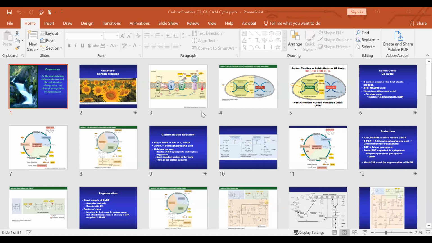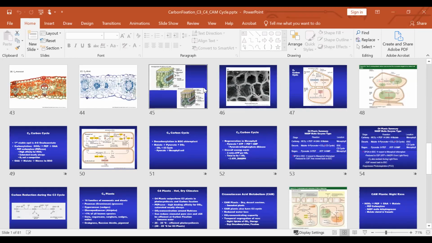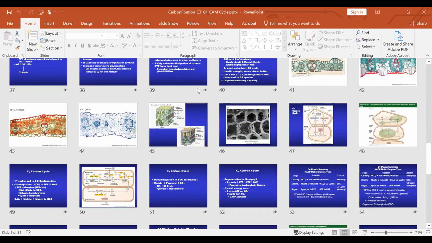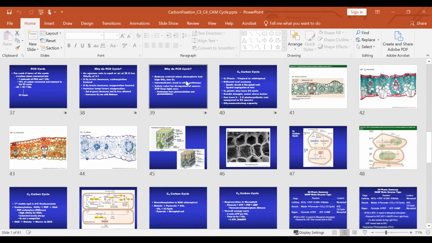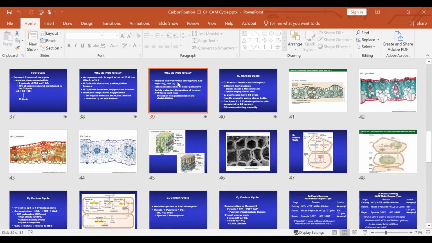Okay, so this is the carbon fixation, but we're done with most of it. So the C4. Okay, so the slide, it says, why do the PCO cycle? So the content after is where the exam content starts. And so we looked at the C4 cycle as an adaptation to deal with the PCO cycle. They're trying to minimize it.